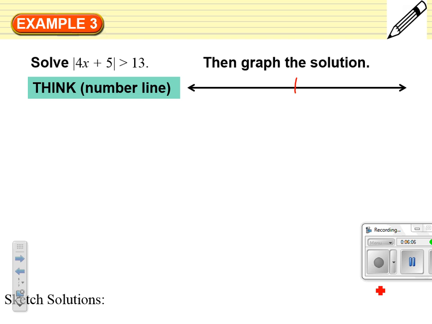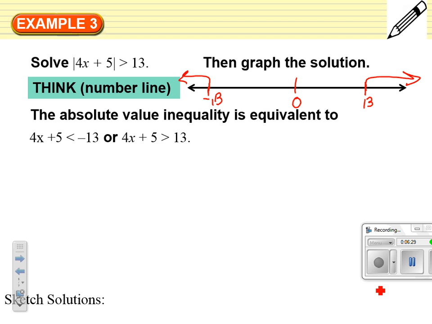So it's a distance of greater than 13 away. So here's 0, here's 13, here's negative 13. It has to be a distance of greater than those. So it has to be on this side of 13 or it has to be on the left side of negative 13.